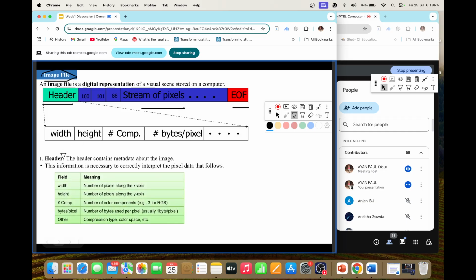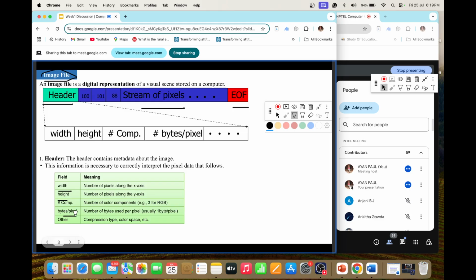Now the header contains metadata about the image. What type of metadata? The width of the image, that is the number of pixels along the x-axis. Width means x-axis. Height, the number of pixels along the y-axis. Components, that is the number of channels. RGB means 3 channels, grayscale means 1 channel, and there can be more than 3 channels also.